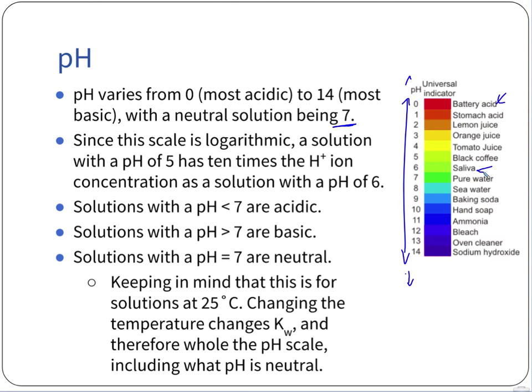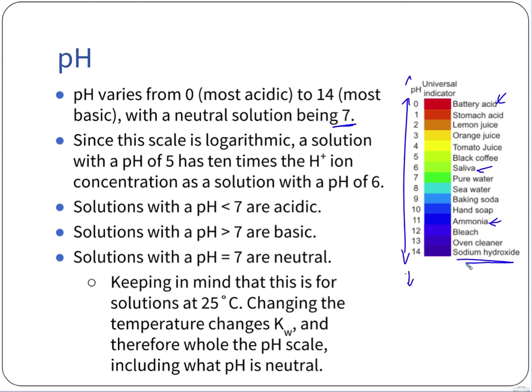Hand soap, remember we said things bitter and slippery tend to be bases, and of course soap would fit that. You can see those down there. You get a little higher. Ammonia has a pH of about 11, so it's very basic. Bleach even more. Oven cleaner is extremely basic, and then sodium hydroxide goes all the way to 14. Now, this pH does vary somewhat based on concentration, so you can't just say lemon juice is always this, but it is a good scale to give you an idea for measuring things.